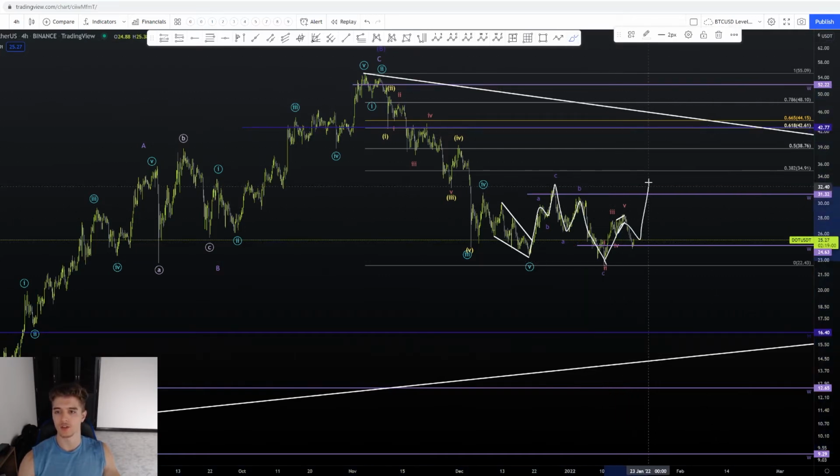in some sort of 1, 2, 3, 4, 5, ABC, 1, 2, 3, 4, 5 zigzag kind of move. Now like I mentioned, that's going to be a very strong level to the upside.